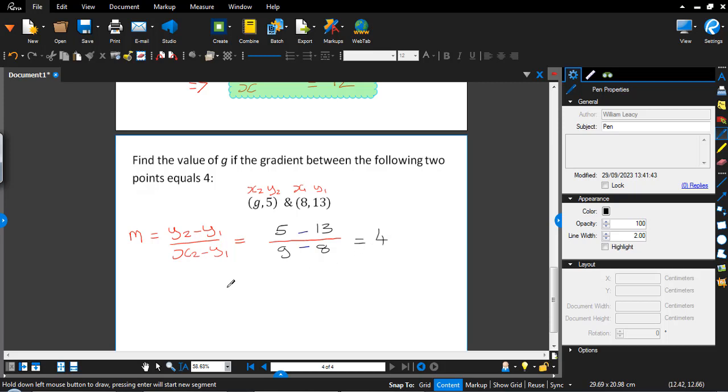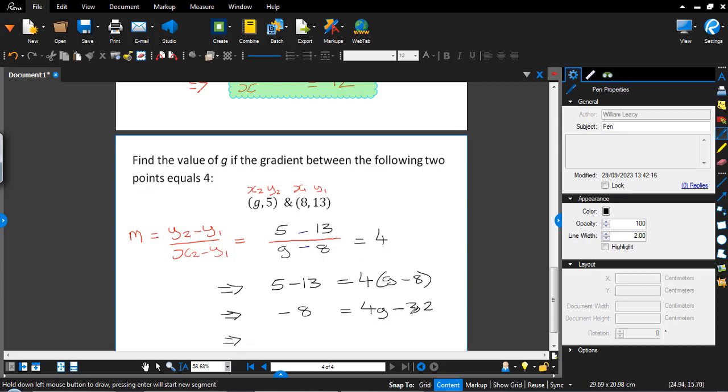Alright, so that implies I'm going to multiply both sides by g minus 8 to get rid of the fraction. 5 minus 13 equals 4 times g minus 8. That implies minus 8 equals 4g minus 32. Yeah? 4 times g is 4g. 4 times negative 8 is negative 32. This looks like it's going to be nice.